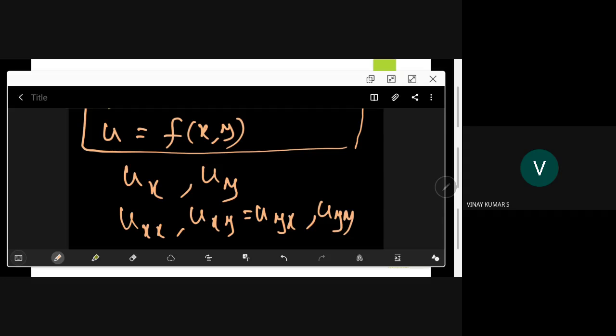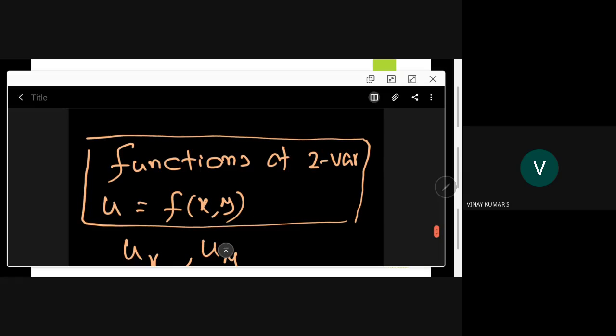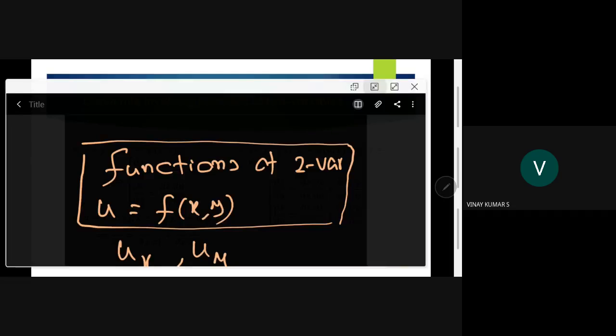Now see in which way we can talk about the chain rule when we are dealing with this type of function. There are three possibilities here, all of which I clearly mentioned. Suppose u is a function of two variables x and y, u is equal to psi of xy. That is what I told. And z is a function of u. Like, I'll tell an example here.